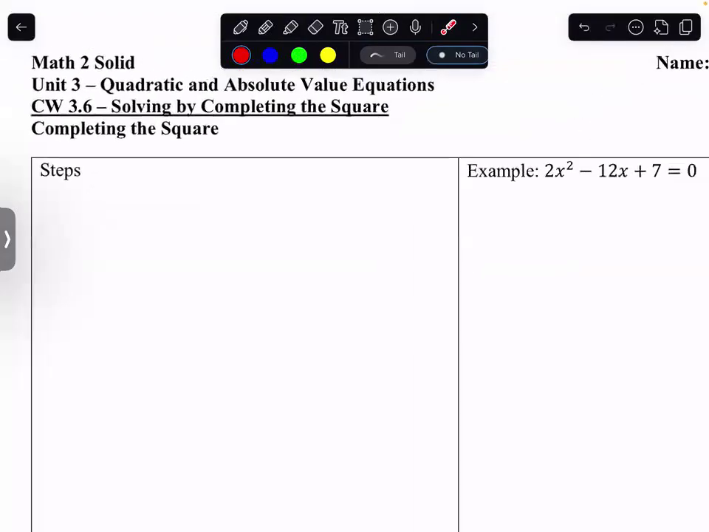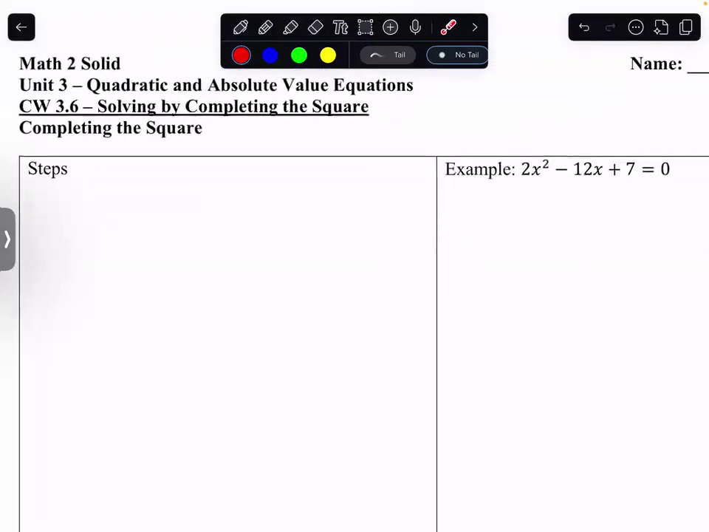Okay, so continuing today's topic. Step one, for an equation where you have ax squared plus bx plus c equals 0.